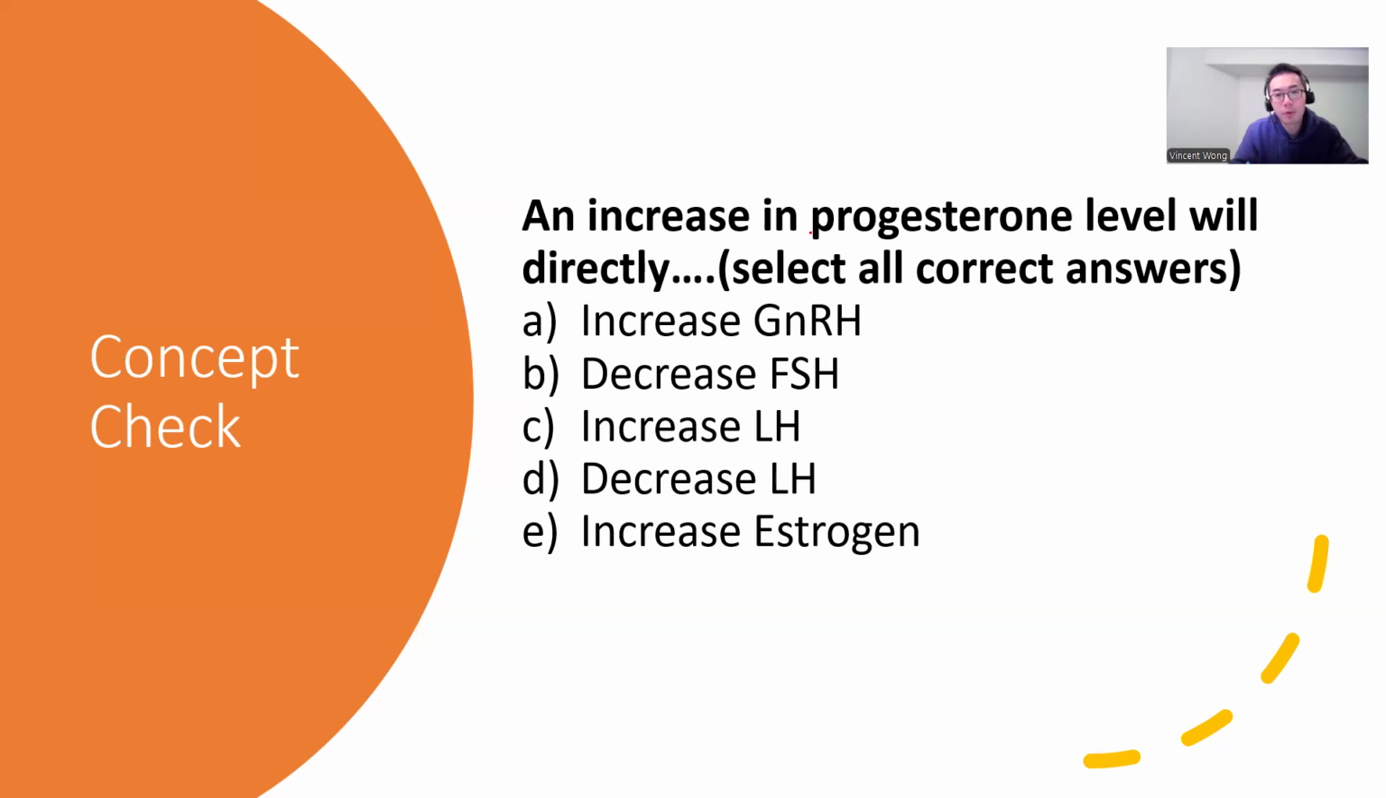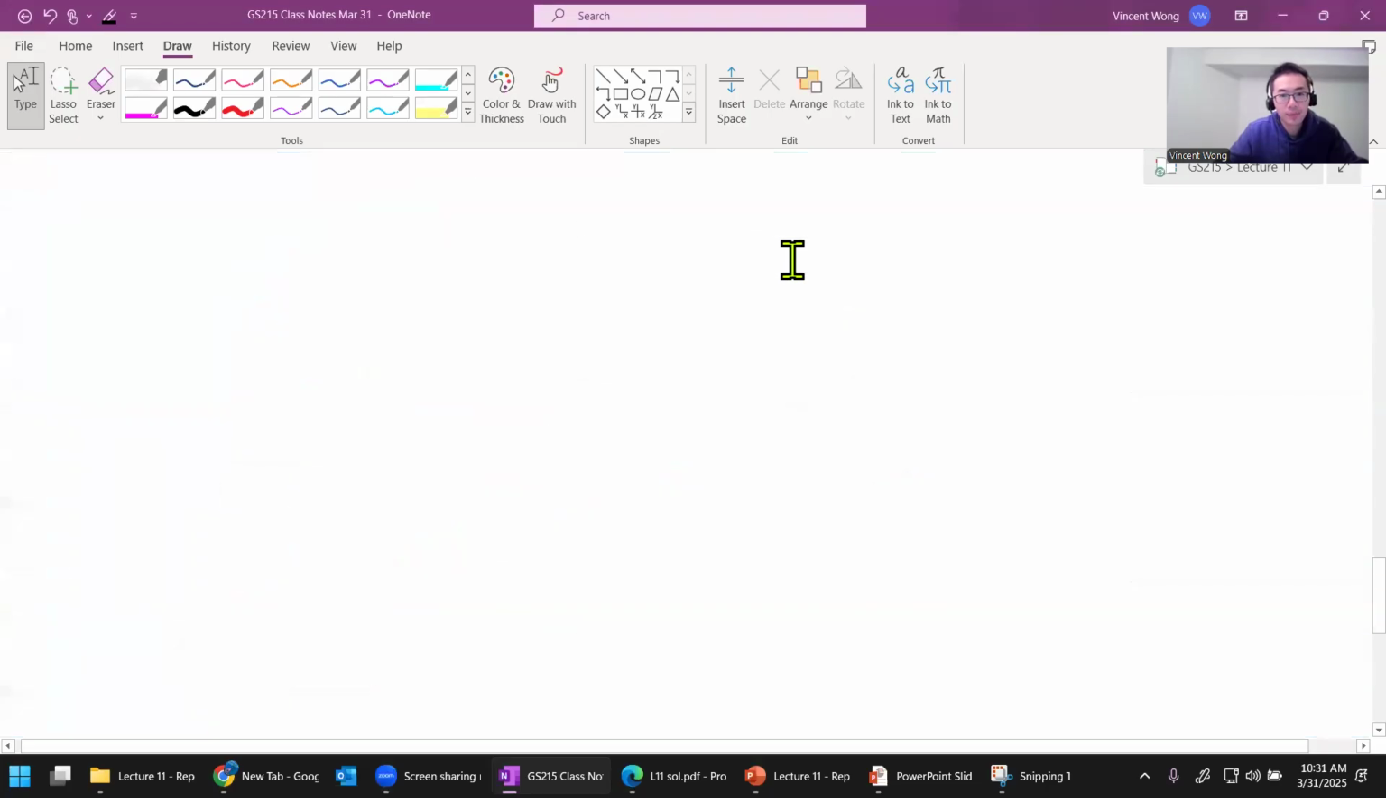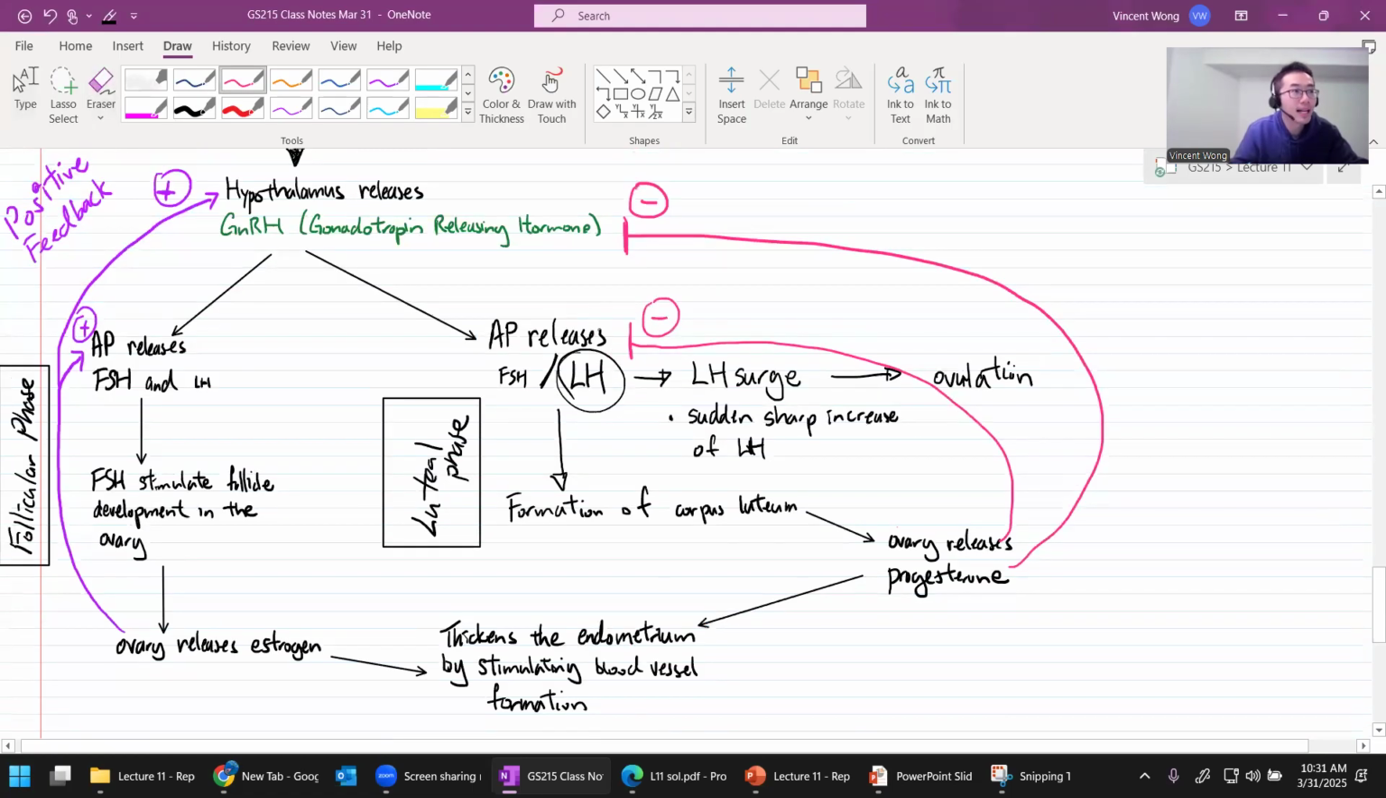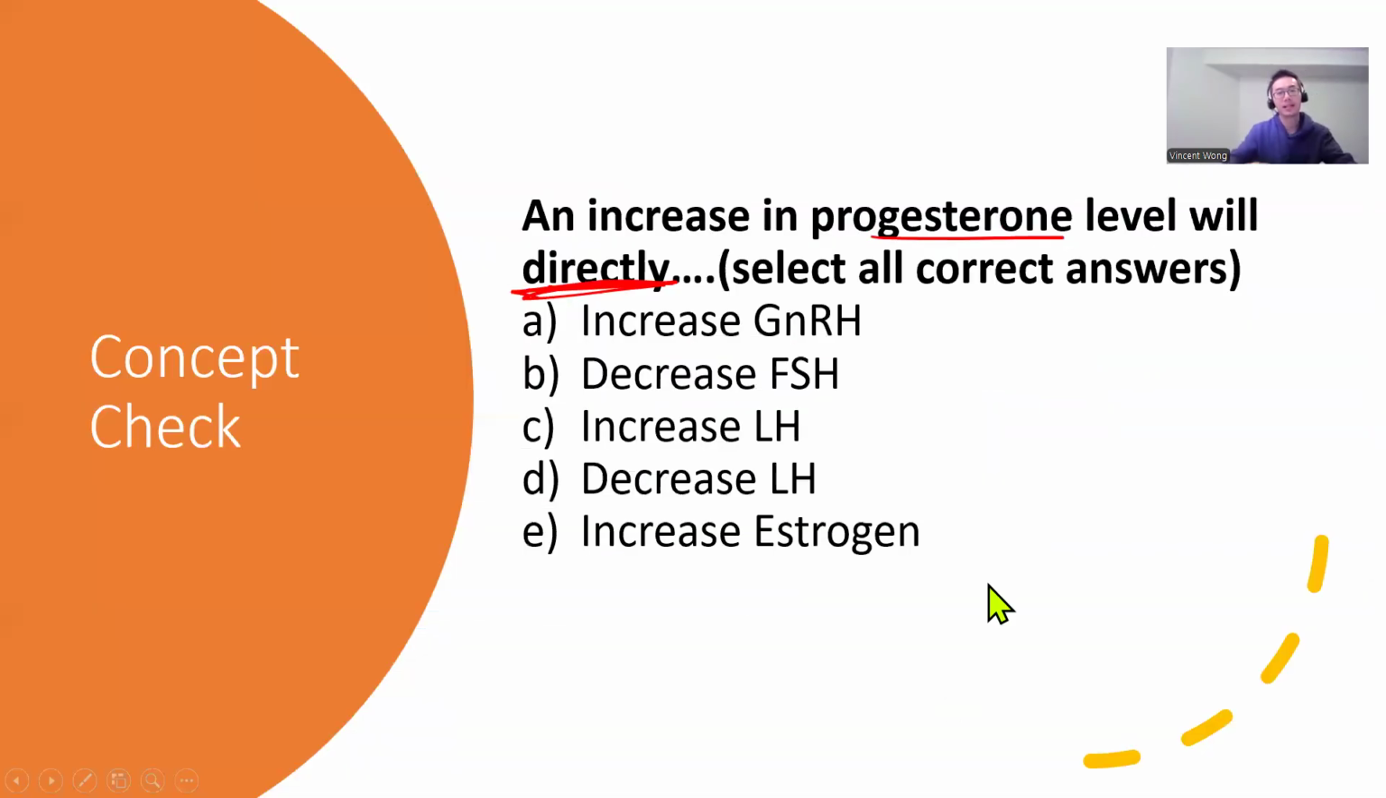An increase in progesterone level will directly, the key word here is directly, do what? What does it do when you have an increase in progesterone? Let's take a look here. Let me bring the question back. Follow the flow chart and see what's going to happen.